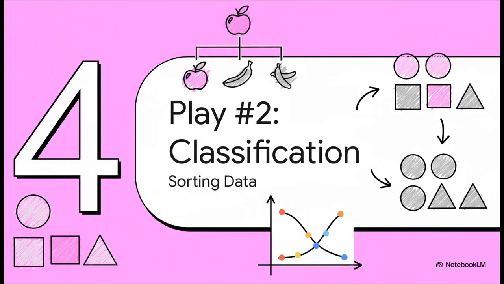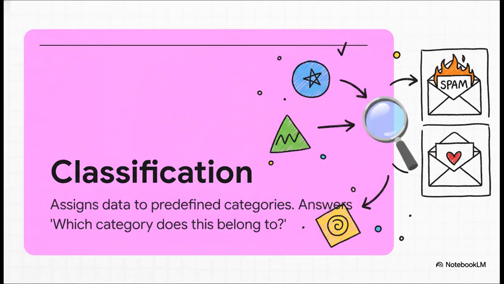Our second fundamental play is classification. And if regression was about how much, then classification is all about which one. Yeah, classification algorithms are all about sorting. They take a piece of data and assign it to a specific, predefined category. So the output isn't a number on a spectrum, it's a label, like spam or not spam. It's one or the other.